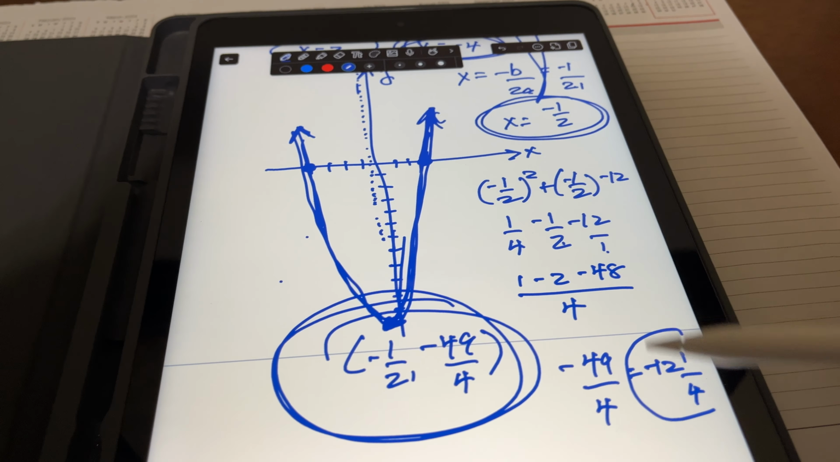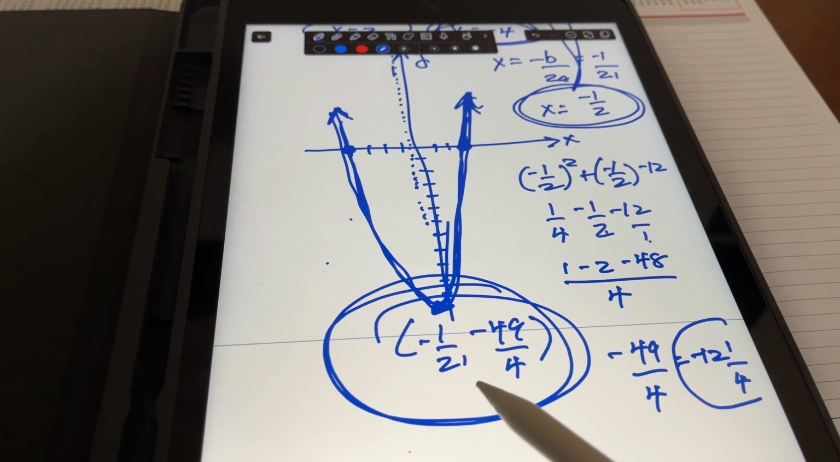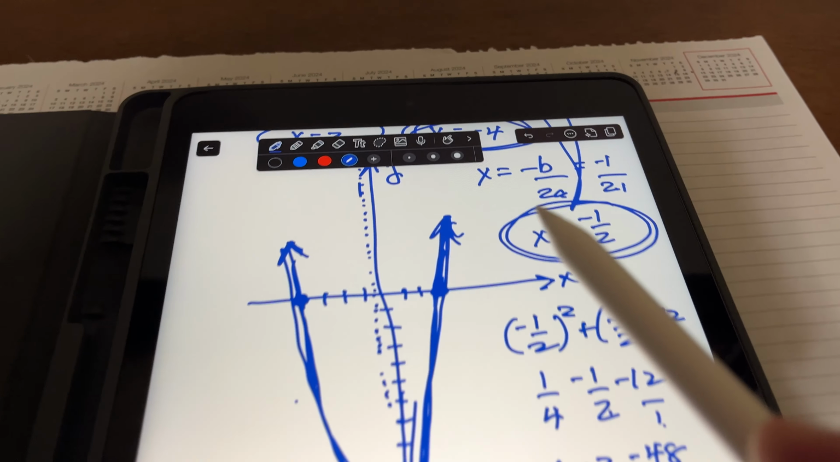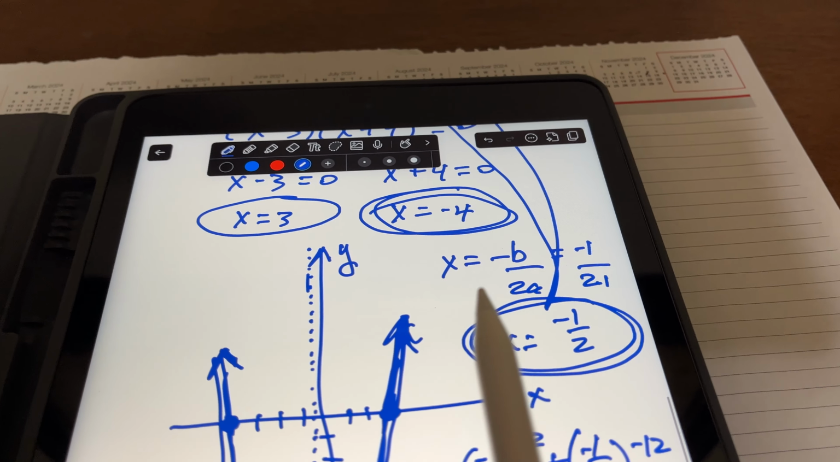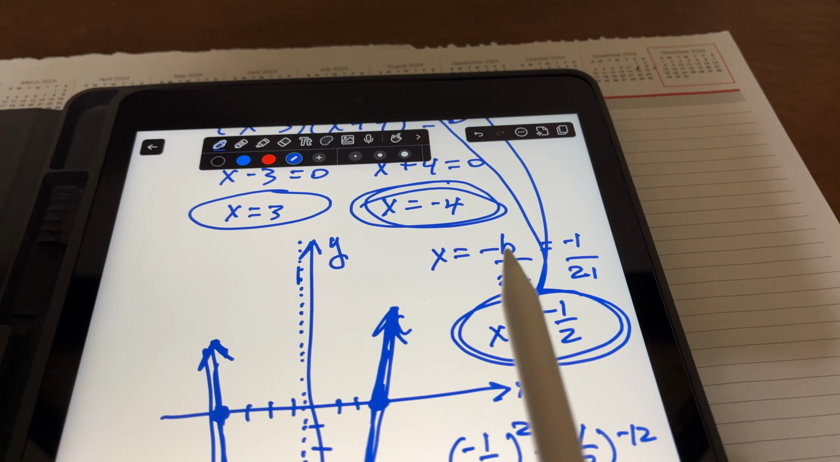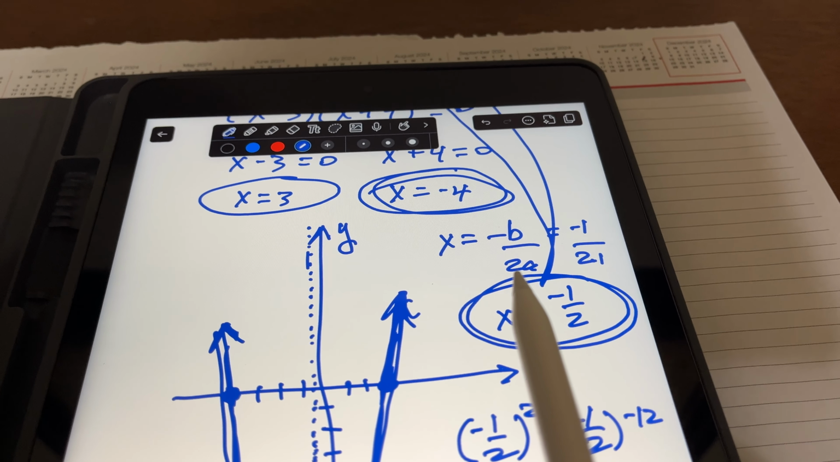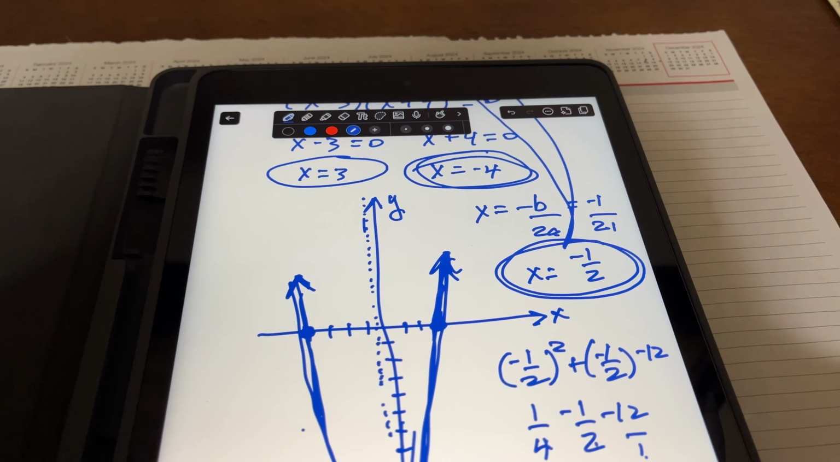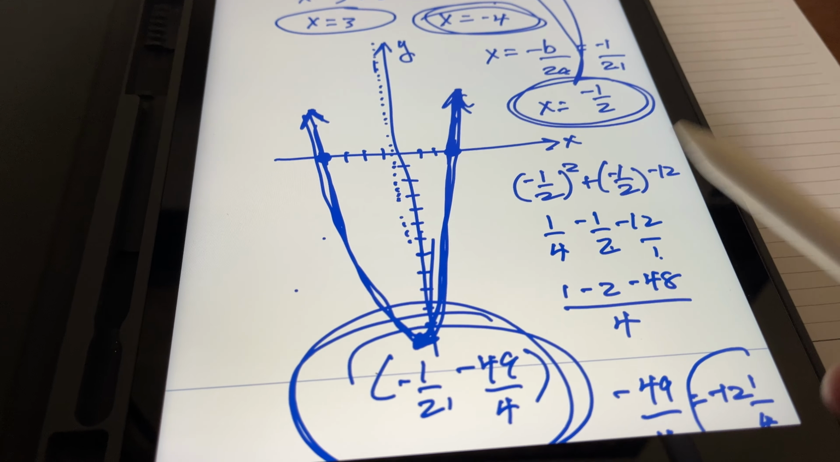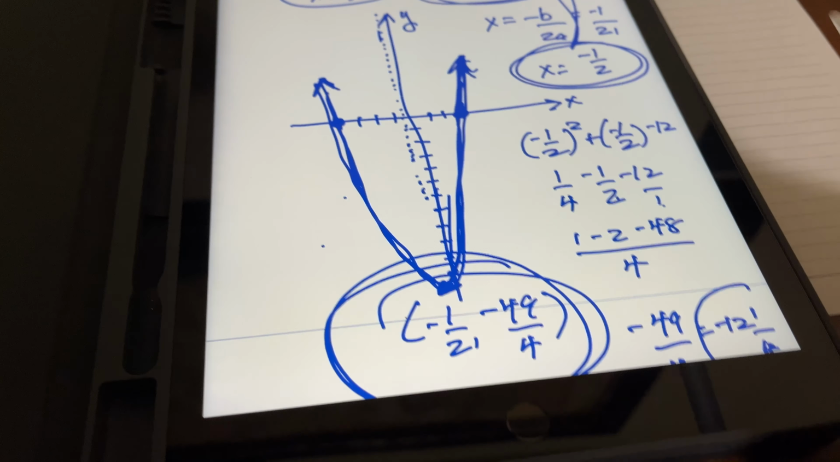You may have to go back through the video to see how I found the vertex, but I'm using this formula here. The vertex x value is equal to the opposite of b over 2a. And so I found out that it was -1/2 for x, and then I calculated the y value on that. So that's a little bit about quadratics.